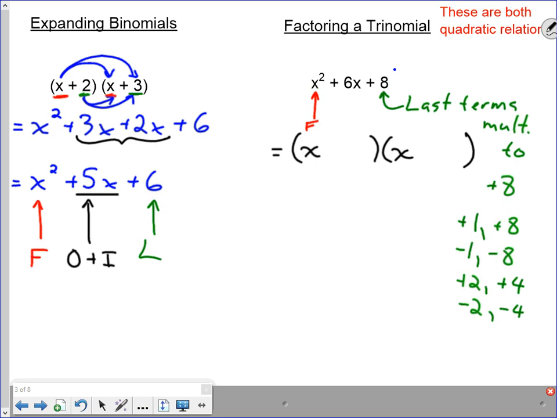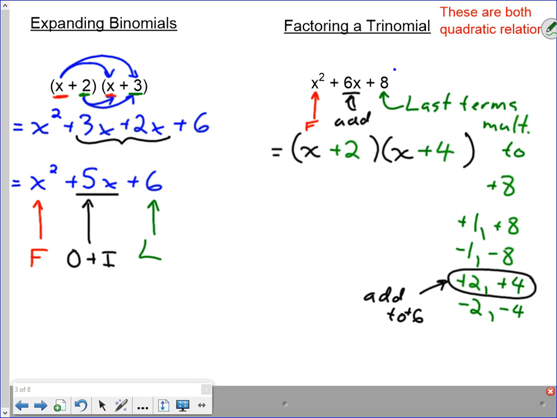So the pair of numbers that we want over here are going to be the pair of numbers that are going to add together to give us our inside term. So they have to add up to give us this 6x. So of these 4 possibilities here, only 2 of them, positive 2 and positive 4, add to positive 6. So those are the numbers that we want in here. We want to put in a positive 2 and a positive 4 in there. And there we've written it in factored form, x plus 2 times x plus 4.